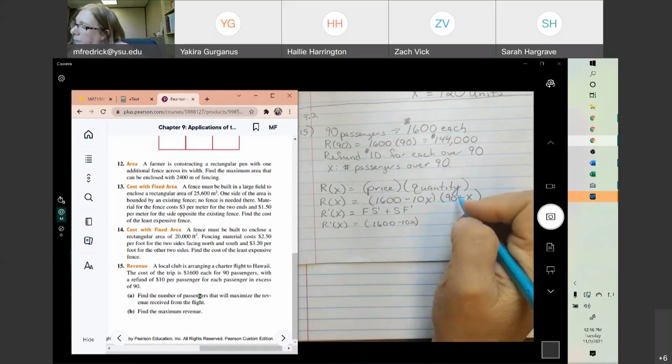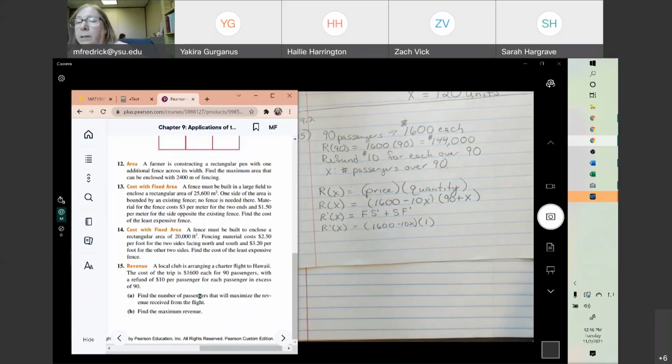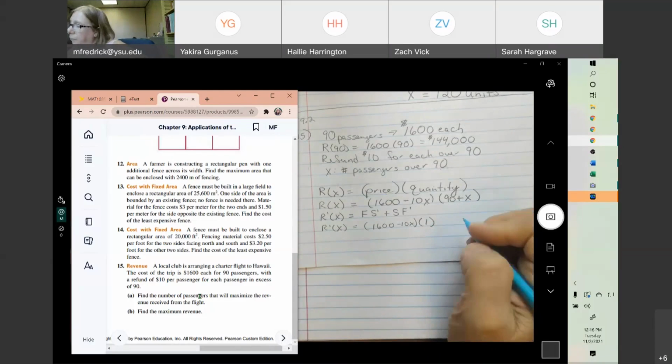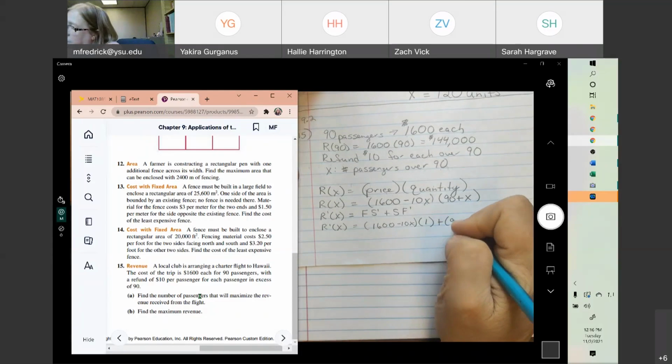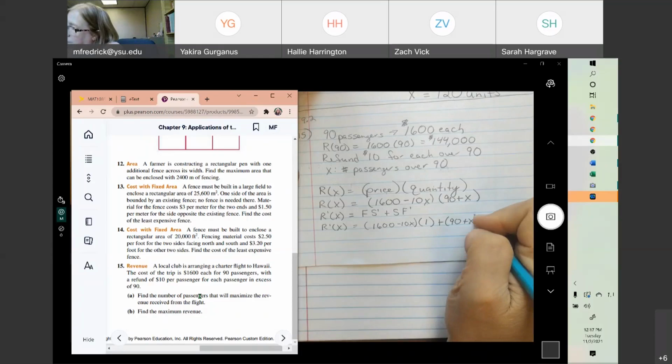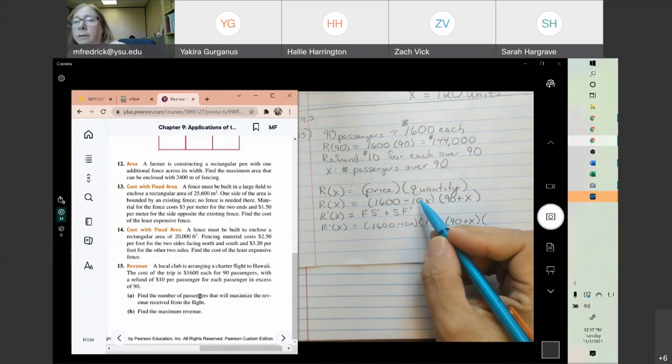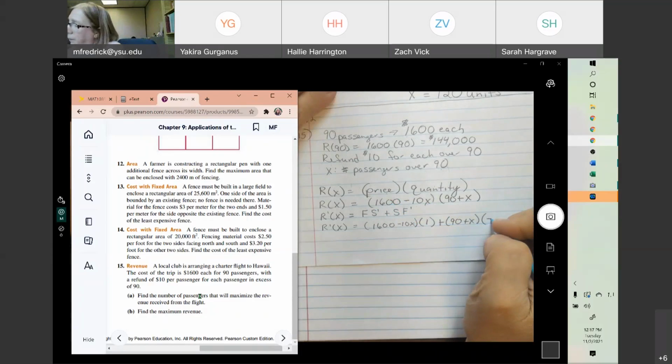The derivative of the second is 1. Because the 90 goes to 0, and derivative of x is 1. Plus the second, 90 plus x times the derivative of the first. The derivative of this is a negative 10.